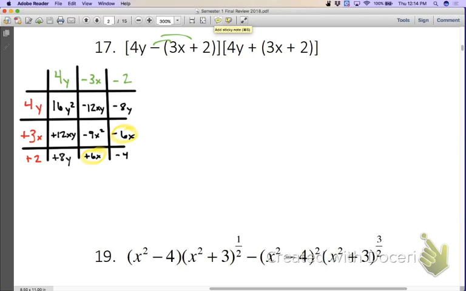So what's going to happen in a few different places? What's going to happen with the 6x and the negative 6x? They're going to cancel. What's going to happen with the negative 8y and the positive 8y? They're going to cancel. Same way then with the 12xy and the negative 12xy. So realistically, the only thing I'm going to have here is what's right through the middle.